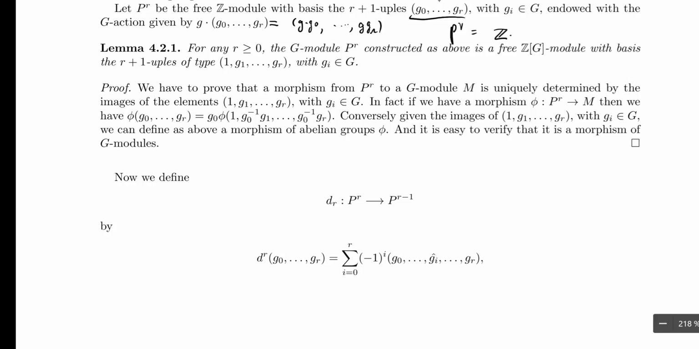the direct sum of Z over (g_0, ..., g_r) with any g_i in G. So they are very big. If G is big, then it's very big.